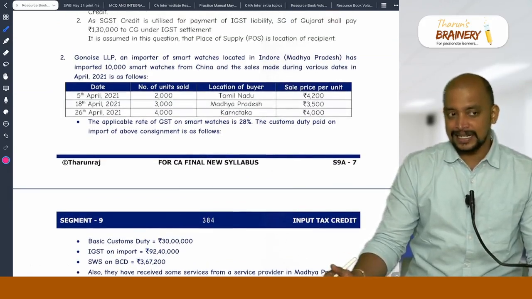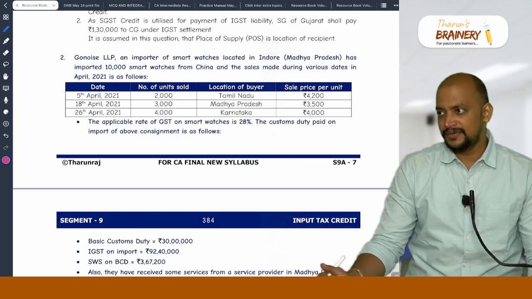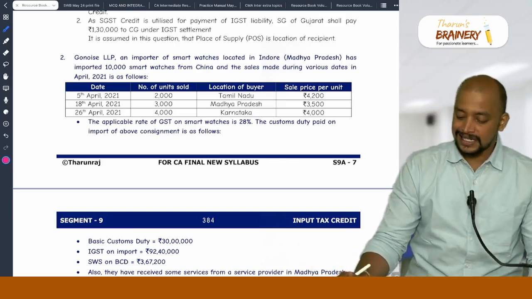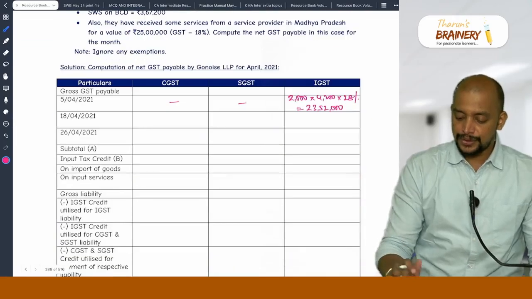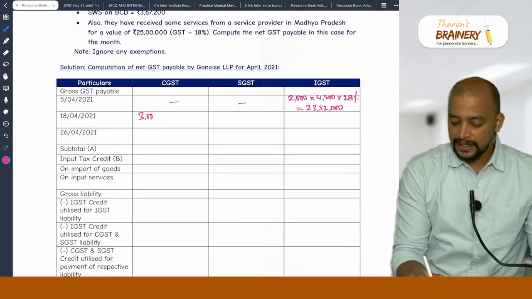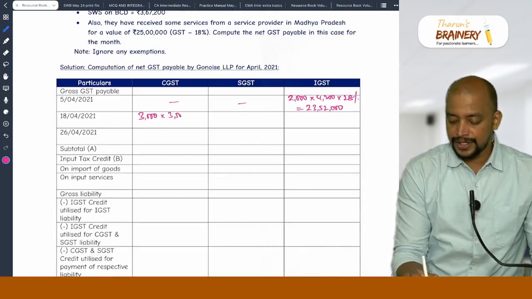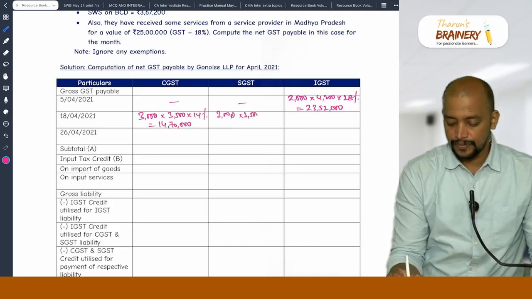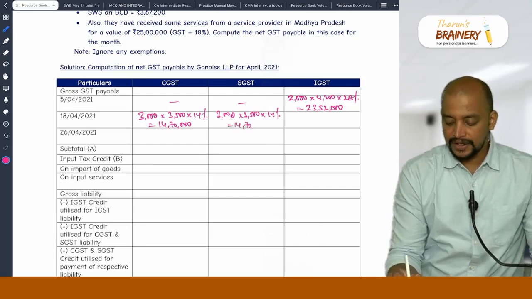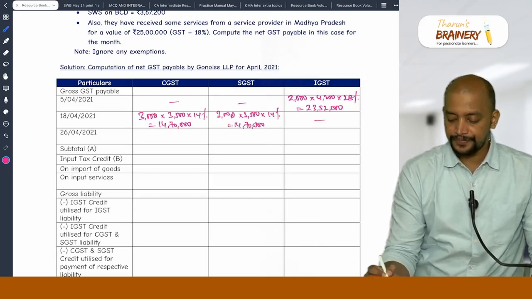Then next, 18th April, 3,000 units sold in Madhya Pradesh at 3,500 per unit. Is it intra or inter? Intra, within the state. So therefore CGST, SGST, update in the respective place. 3,000 into 3,500 into 14%. 14,70,000.